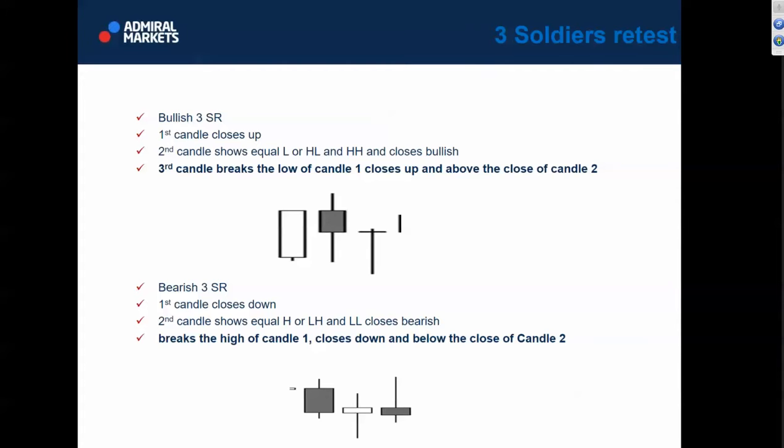On the three SR pattern, the first candle closes up, the second candle shows equal low or higher low and higher high and closes bullish. So the first candle is bullish, the second candle shows equal low or higher low and higher high like this and closes bullish. Well, as you can see here, it might also close bearish, and I will show you later on the chart itself. What is important here is the wicks. So pay attention to wicks.